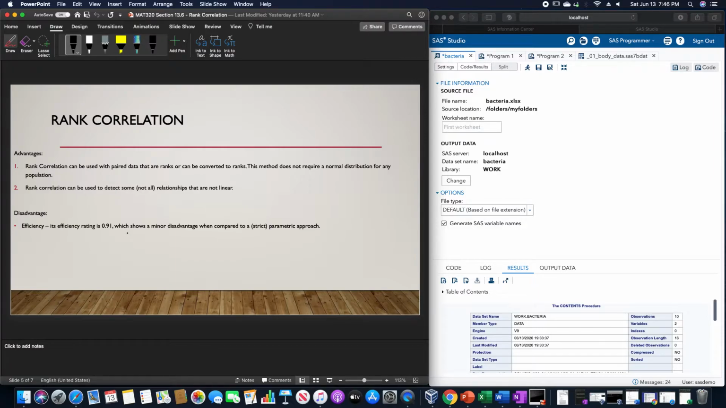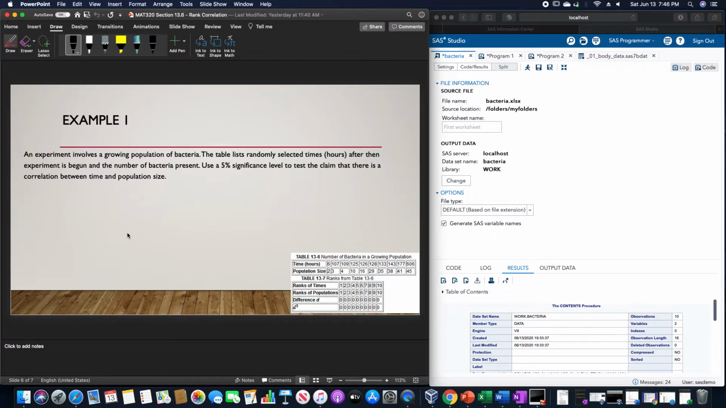meaning the Pearson correlation coefficient. So, for example, the experiment involves a growing population of bacteria. The table down here lists randomly selected times in hours after the experiment is begun, and the number of bacteria present is counted. This uses a 5% significance level to test the claim that there is a correlation between the time and population size.